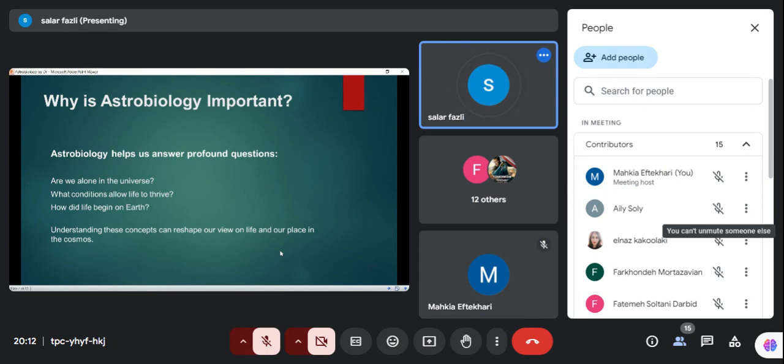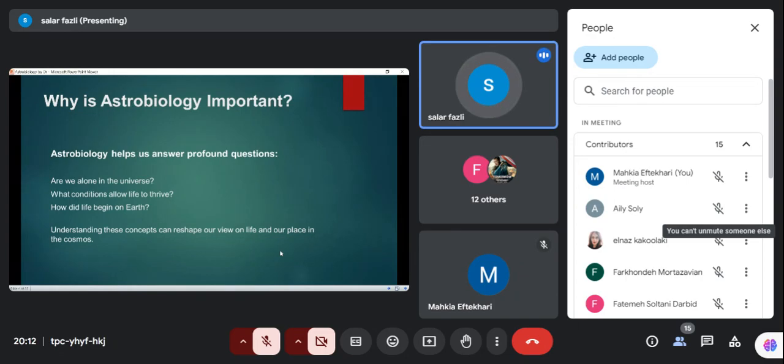Astrobiology also considers the future of life, both on Earth and in the universe. As we venture into space and explore other planets, understanding the conditions that foster life will be crucial for our survival and exploration.